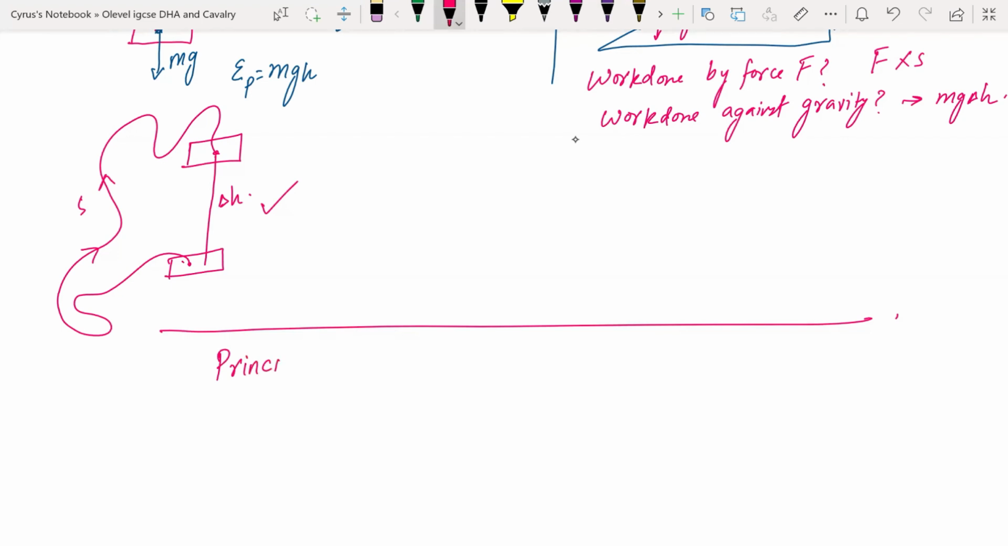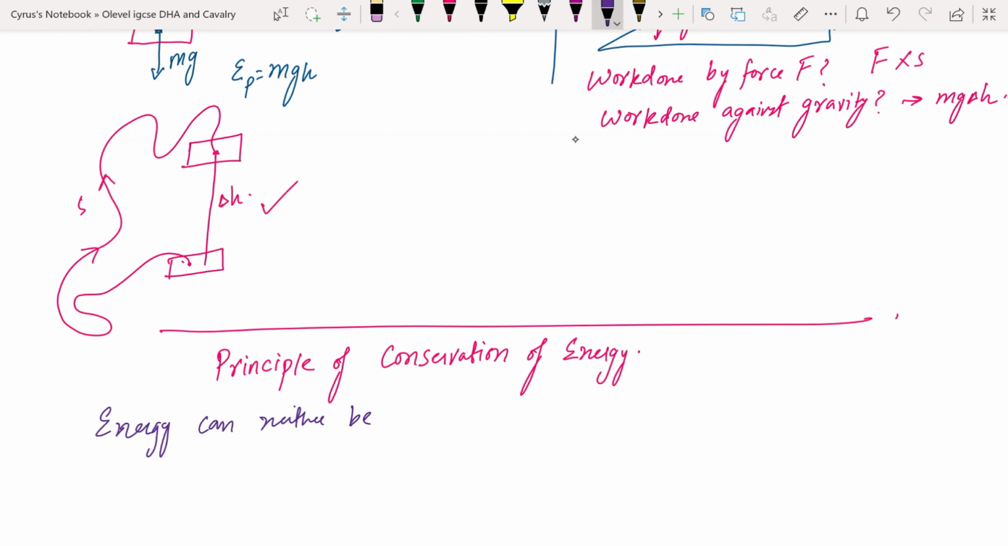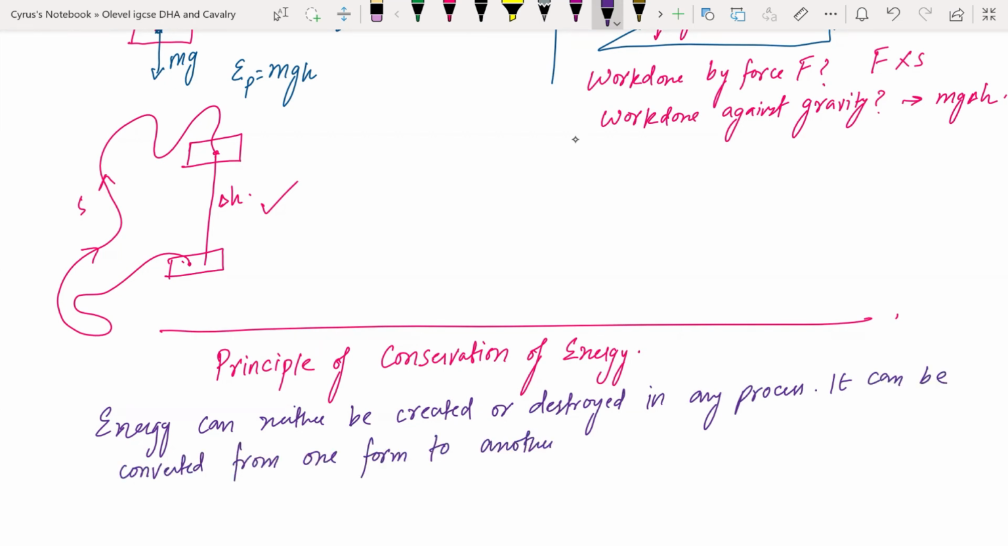प्रिंसिपल ऑफ कंजर्वेशन ऑफ एनर्जी. You should know that energy, I'm going to write here, energy can neither be created or destroyed in any process. It can be converted from one form to another or transferred from one body to another, but the total amount remains the same.